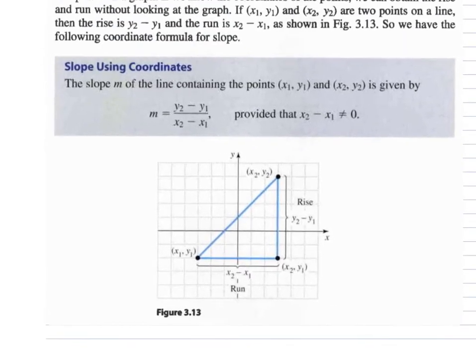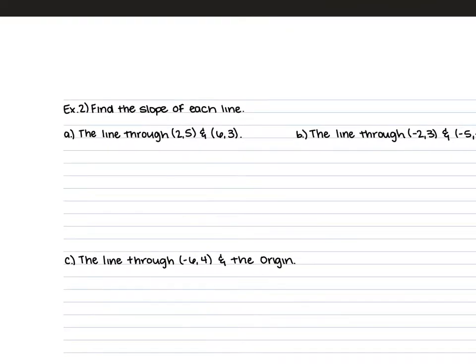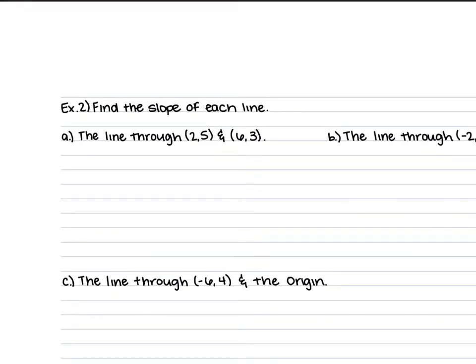So if we look at your next example, it tells us that the line goes through the ordered pairs (2, 5) and (6, 3). We're going to use the formula for slope to find the slope of this line. So remember, this formula for slope is y2 minus y1 over x2 minus x1. If I label that first ordered pair (2, 5) as x1, y1, my x2, y2 is going to be the (6, 3).